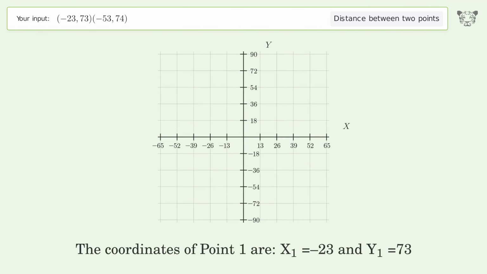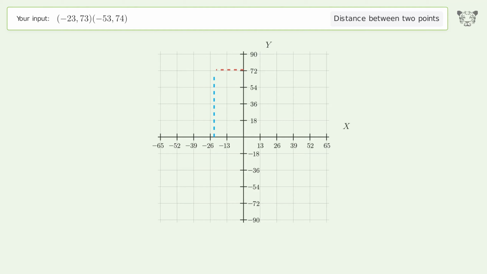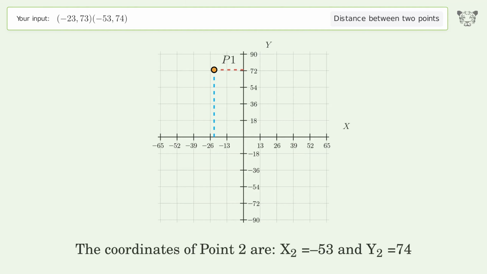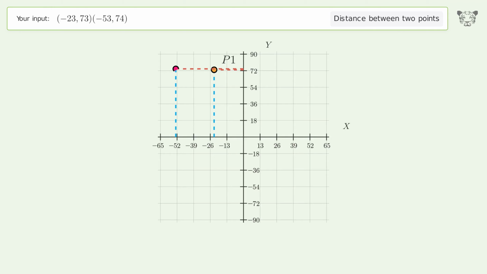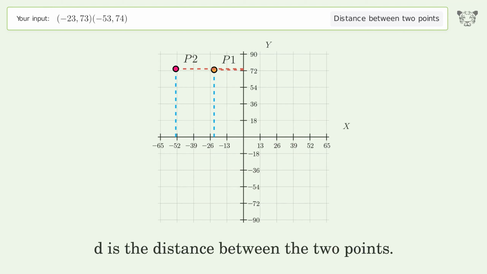The coordinates of point 1 are, x1 equals -23 and y1 equals 73. The coordinates of point 2 are, x2 equals -53 and y2 equals 74. D is the distance between the 2 points.